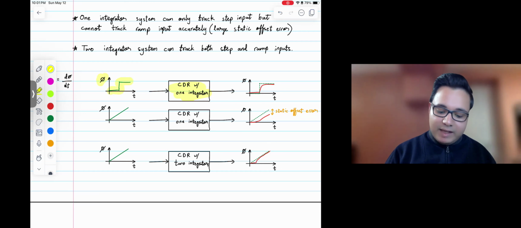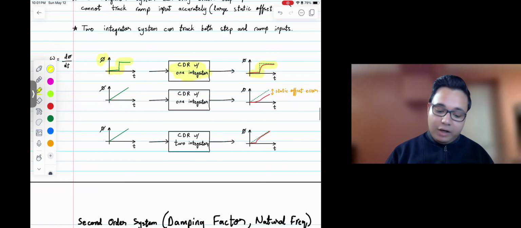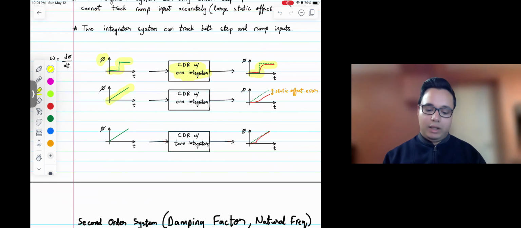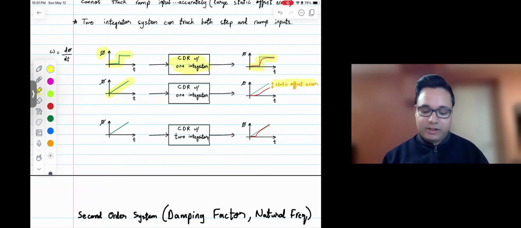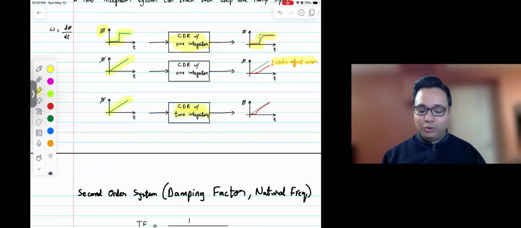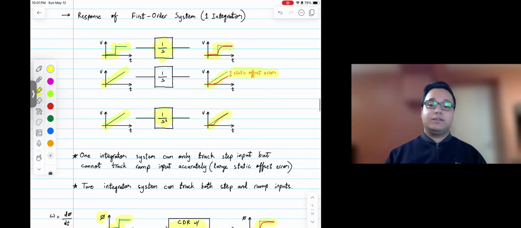So if you have a phase step, then a CDR with one integrator is able to track it, but a CDR with one integrator is not able to track it if it's a ramp input for the phase, and you get a static phase offset. So then you can have a CDR with two integrators, and then it would be able to track a phase ramp at the input. Yeah. So again, this is not to say that this is just relevant for CDRs. You might see this for other analog circuits as well, but I just wanted to make a quick note of it in this video.